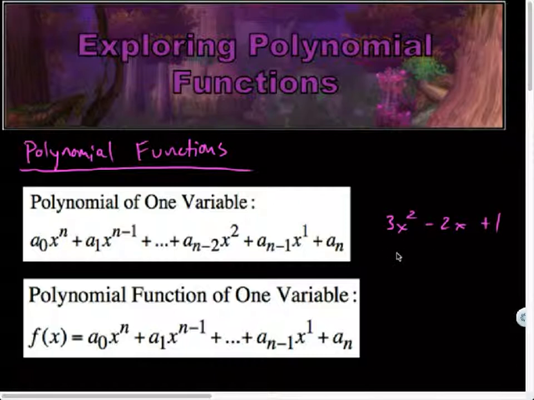This is a polynomial of a single variable, whereas 3x squared y is not of a single variable because I have two variables. Yeah, two variables there. So that's what I mean by a single variable.